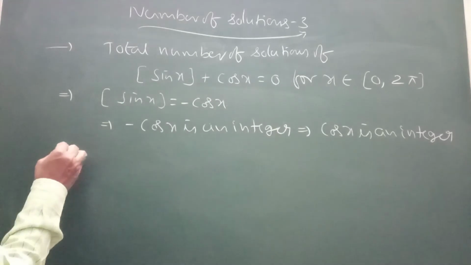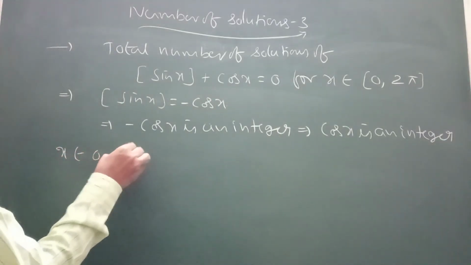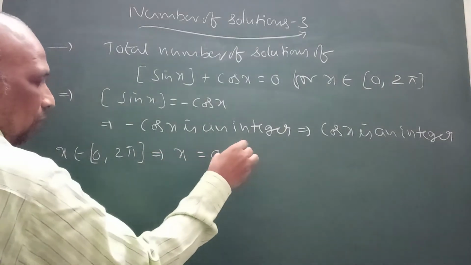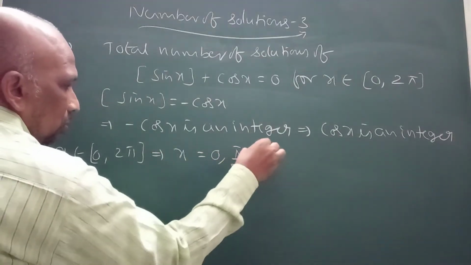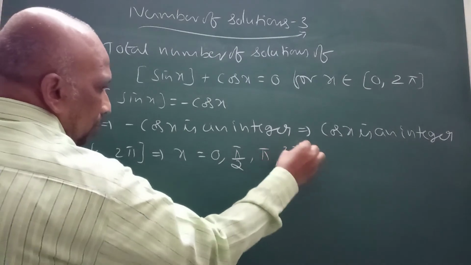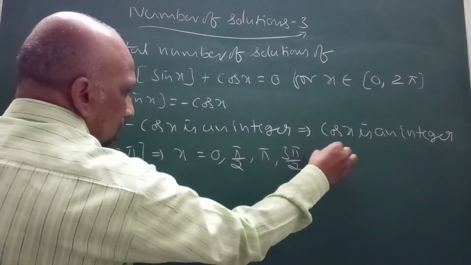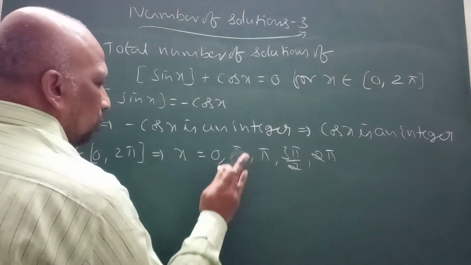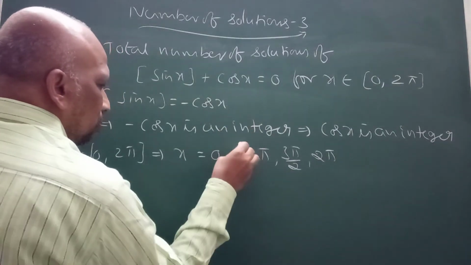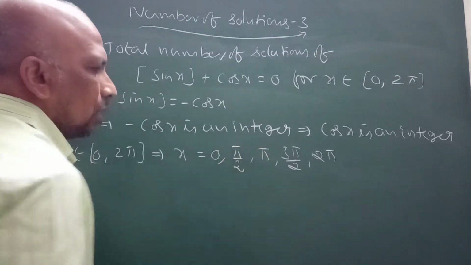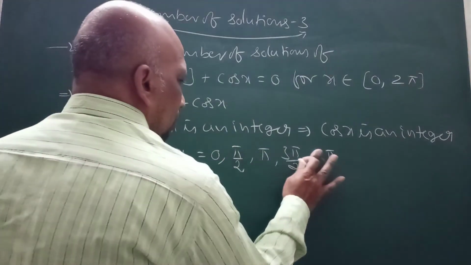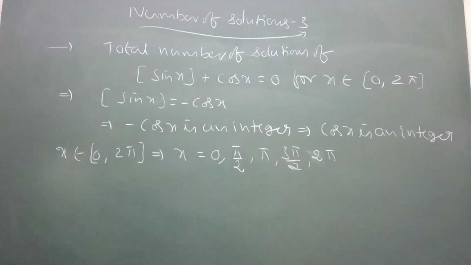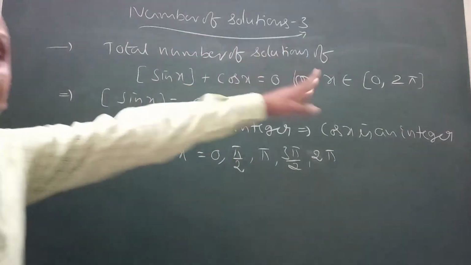But the given x belongs to [0, 2 pi]. So what are the possible values of x I can consider? 0, pi by 2, pi, 3 pi by 2, 2 pi. At these values cos takes integer values, in the closed interval [0, 2 pi]. Now you can check at these values.